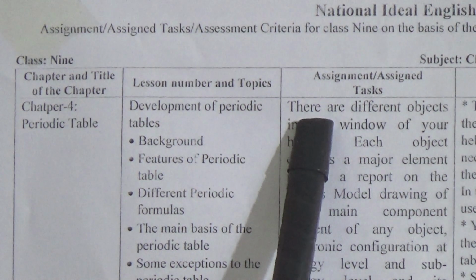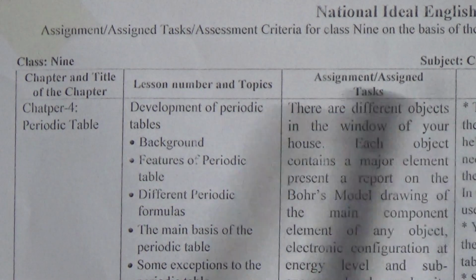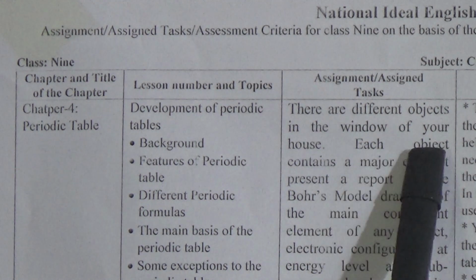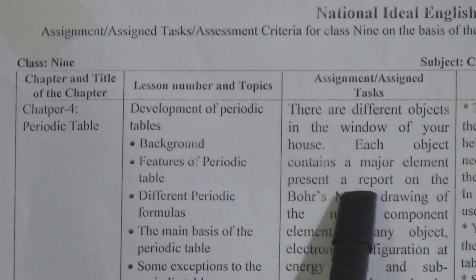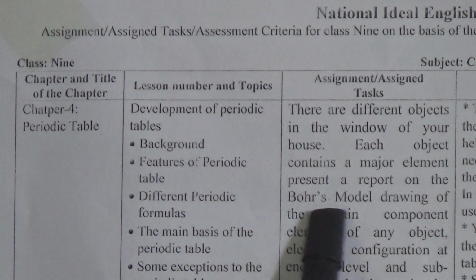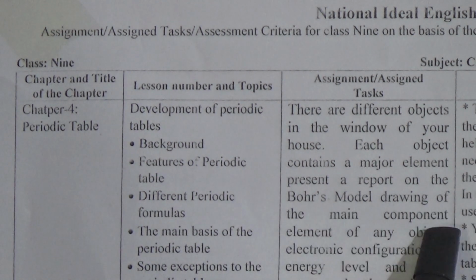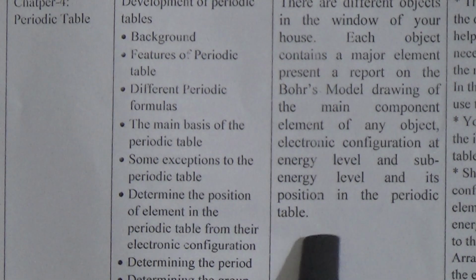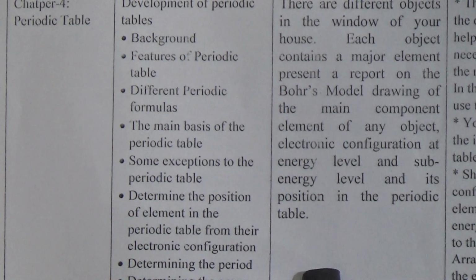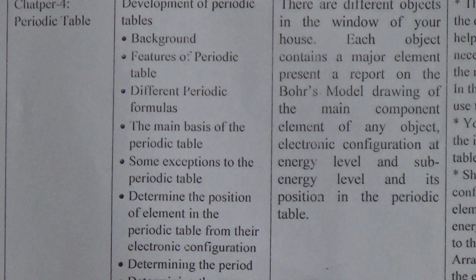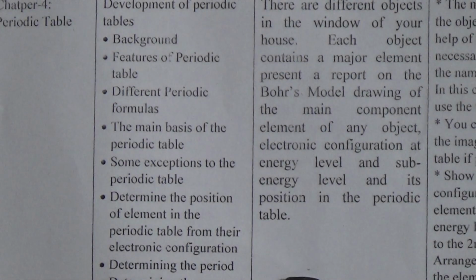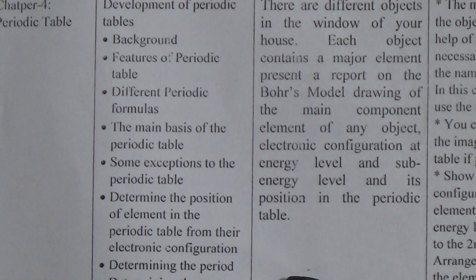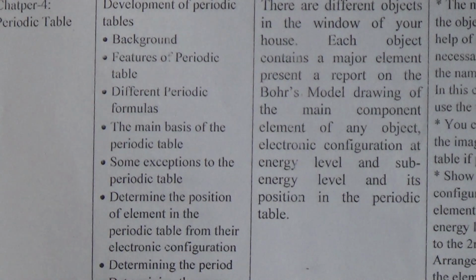And here the assigned task is: there are different objects in the window of your house. Each object contains a major element. Present a report on the Bohr's model drawing the main component elements of any object, electronic configuration at energy level and sub-energy level, and its position in the periodic table. Dear students, for this we have to make a report and show the Bohr's atomic model of the main components which we can get in our windows. Now come to the demo of assignment 4.